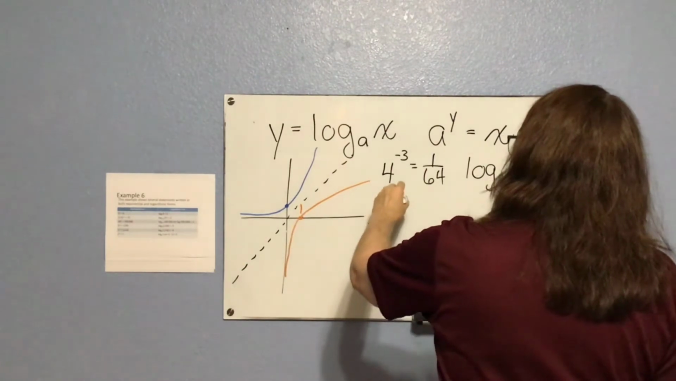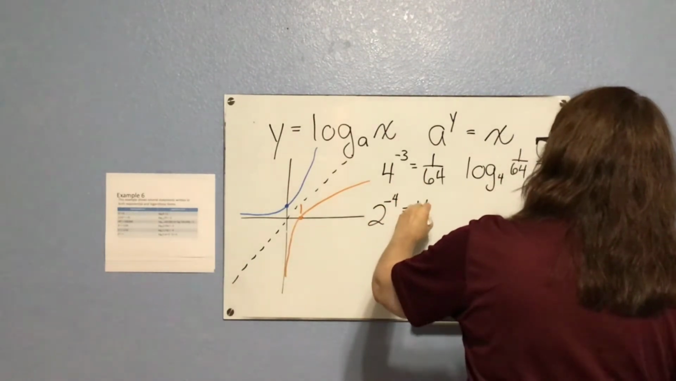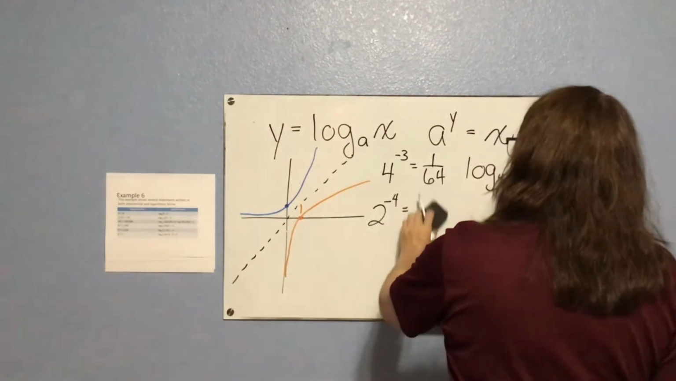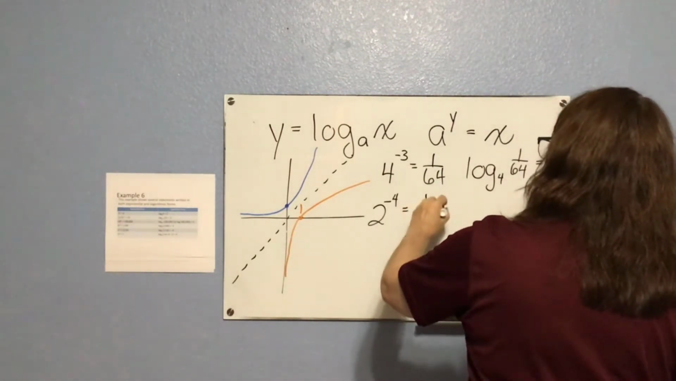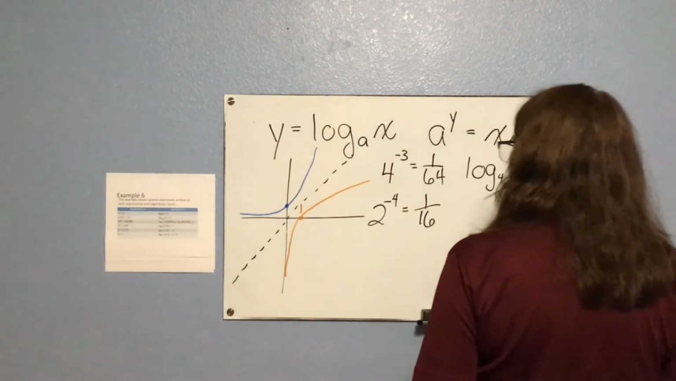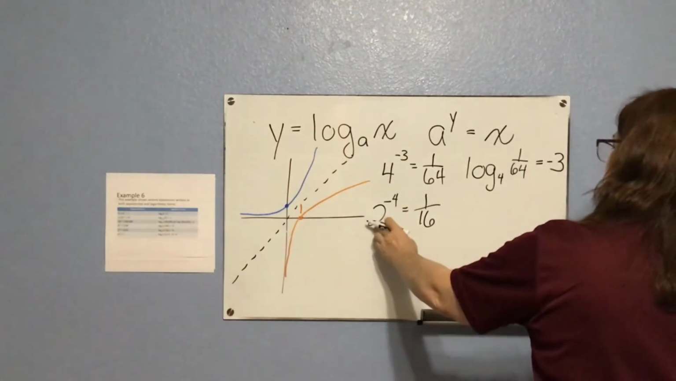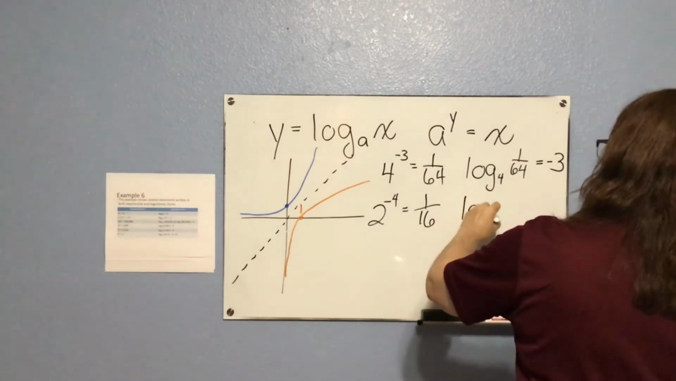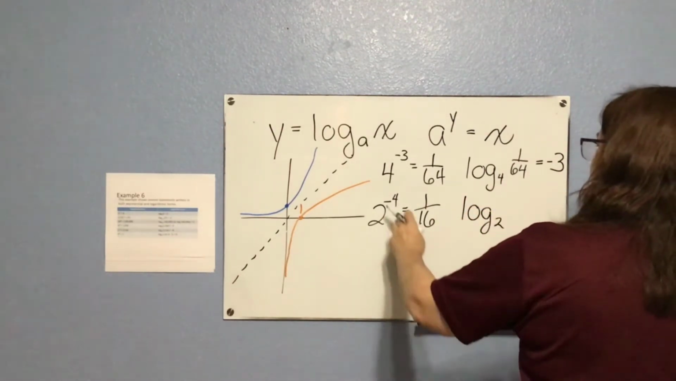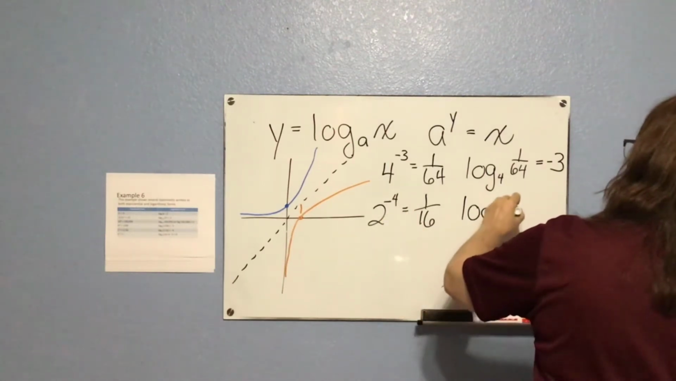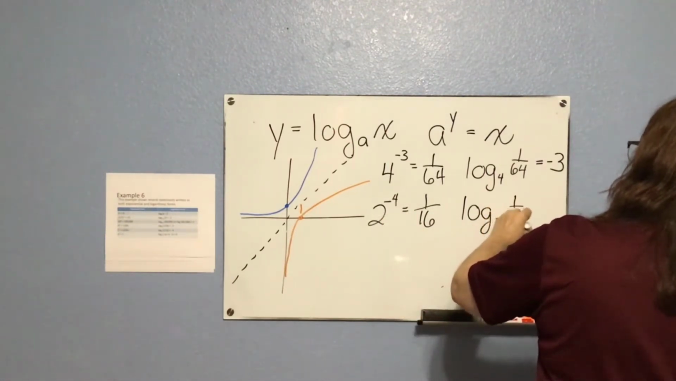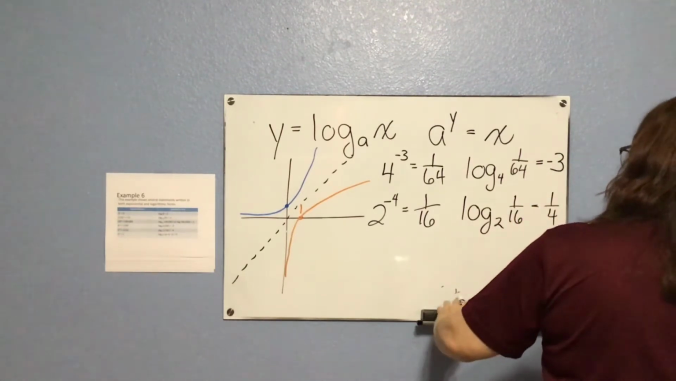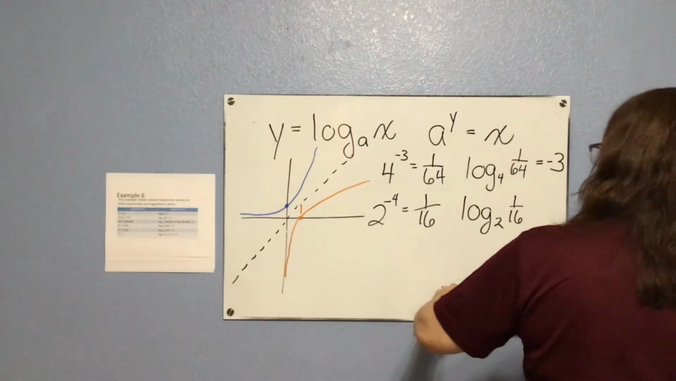2 to the -4 is, it's 1/16. So again, here's my bottom number. That's going to be my base. Log base 2. And the -4 was with the 2. So the 1/16 is here now. -4, not -1/4.